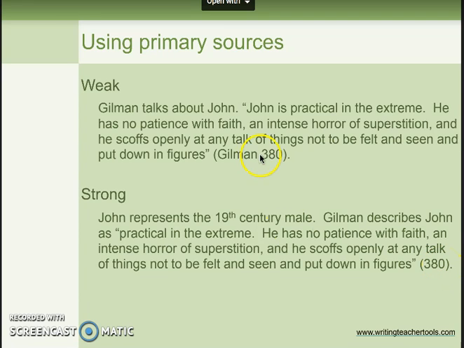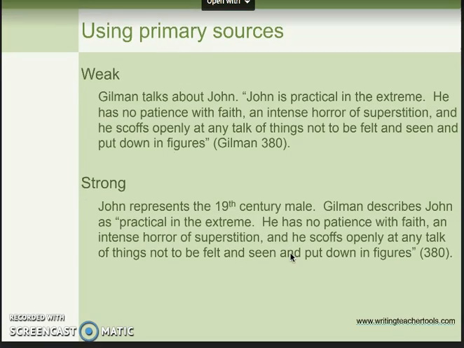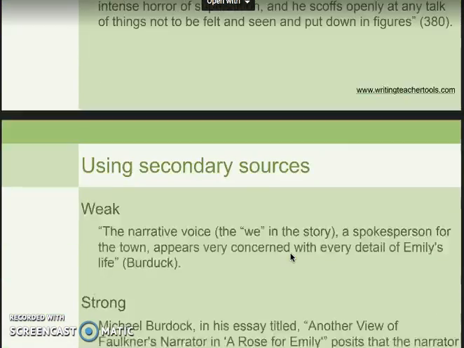Remember that those parenthetical citations are always at the very end of the sentence. They should never be hanging out here in the middle of the sentence somewhere. Regardless of where your quote happens in the sentence, the parenthetical citation lives at the end of the sentence. Okay, so that's our MLA with our primary sources.